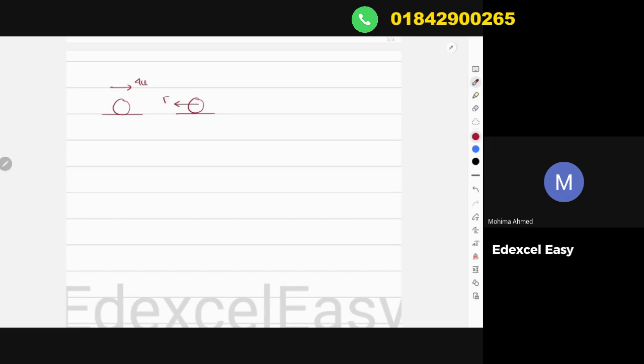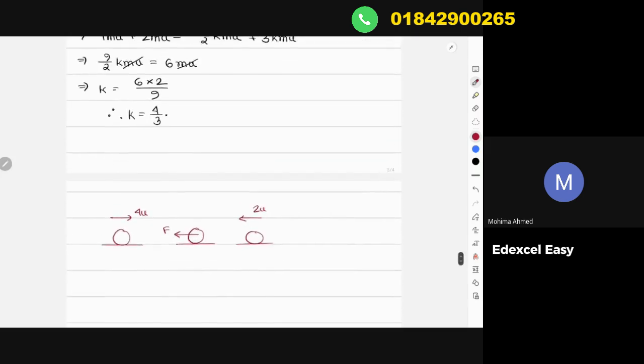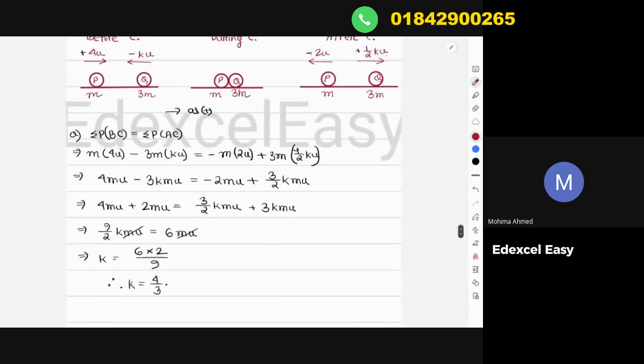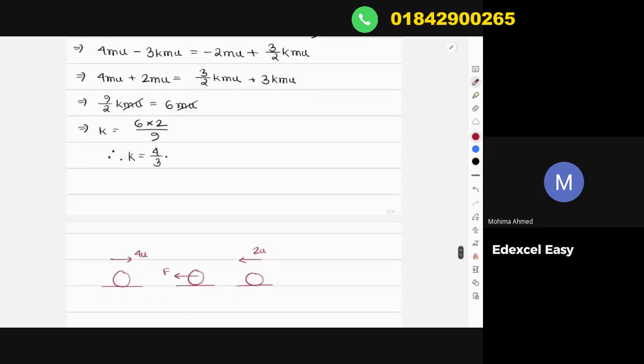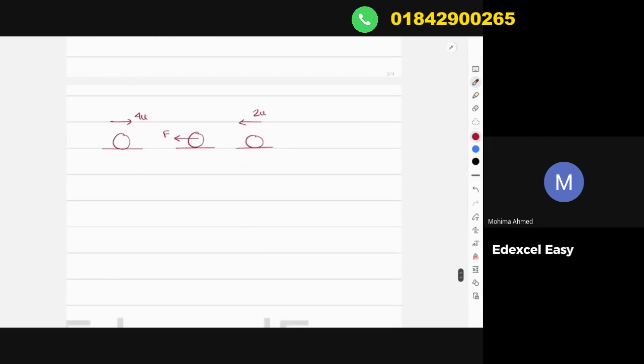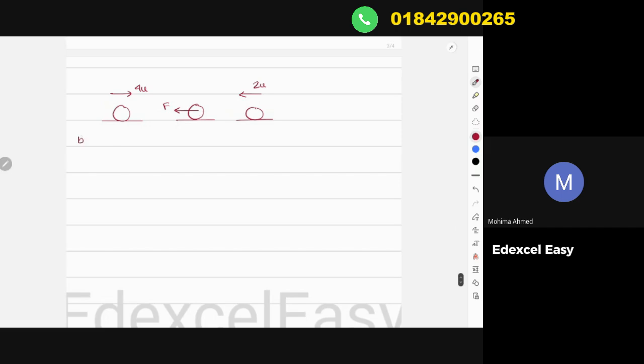So this is the force exerted by Q on P. And after the collision, because of that force, particle P has reversed its direction and decreased its velocity to 2u. Now in this case, for this maths, I've already declared that I'm going to take the direction towards the right as positive. So for part B also, we will assume the same thing. As I've already declared that at part A, I don't need to write that statement again for part B. So I can just start with part B.